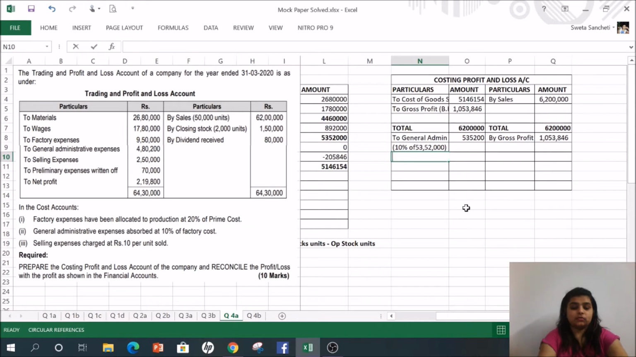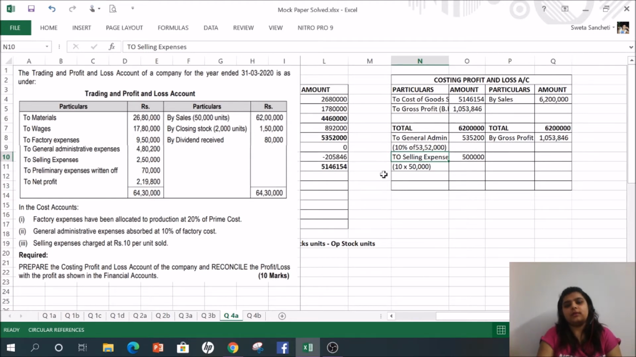Now next, selling expenses. Selling expenses 10% of units sold. So that would be 10 into number of units sold is 50,000. That is equal to 5 lakhs. Done. So we are done with all the expenses. Preliminary expenses written off will not be recorded in the costing books, as well as dividend received will not be recorded. So we are done with this table.